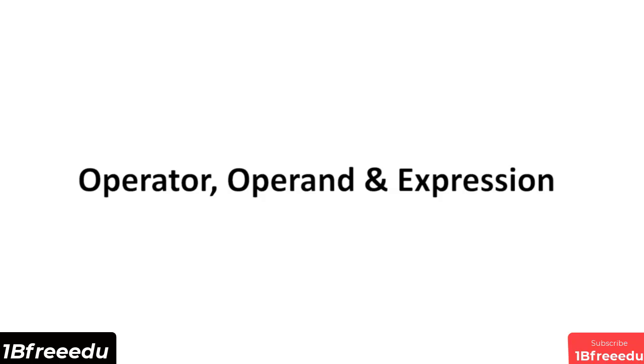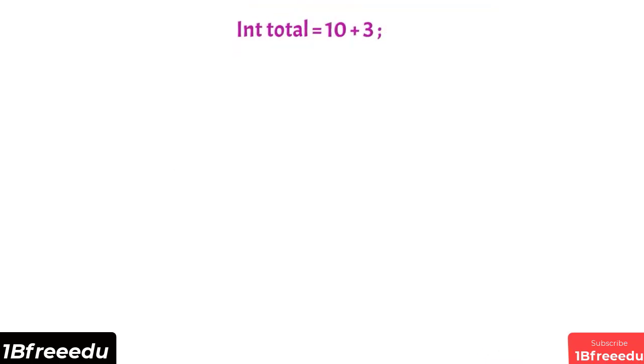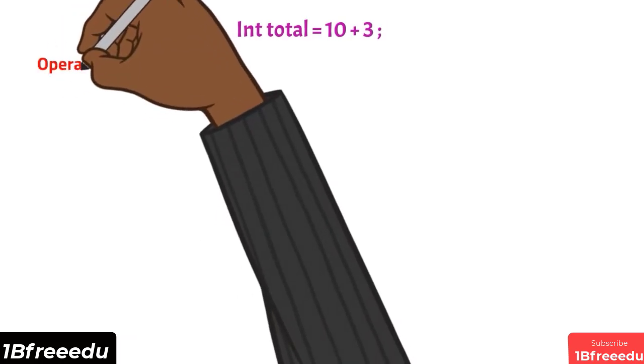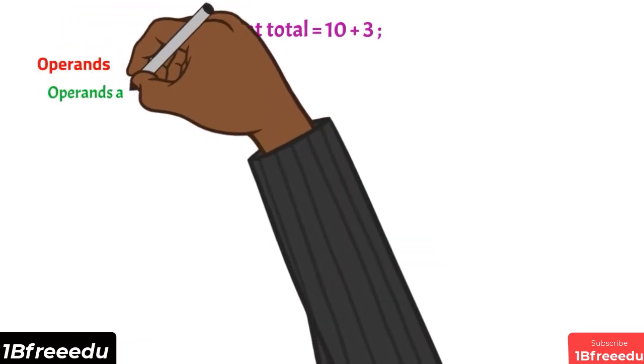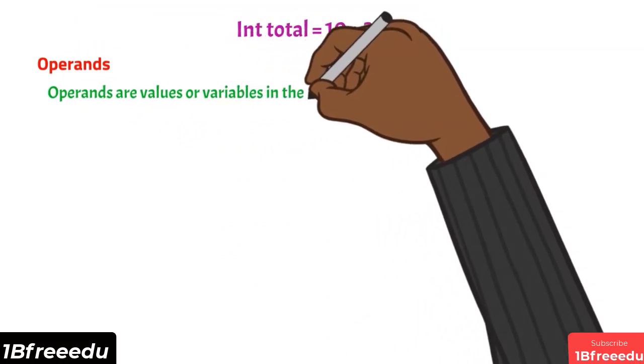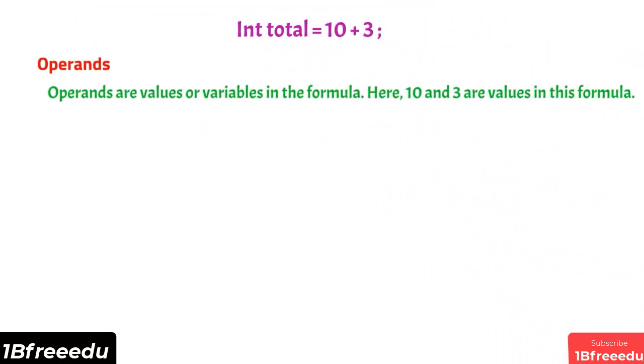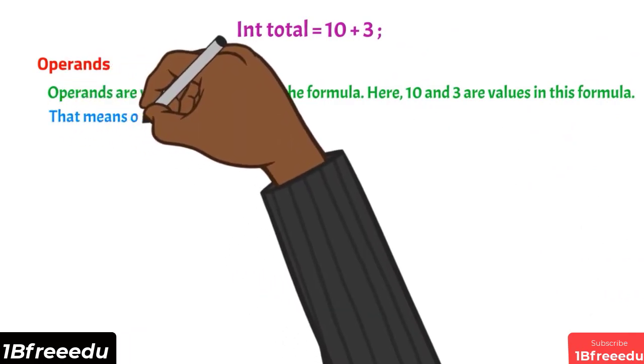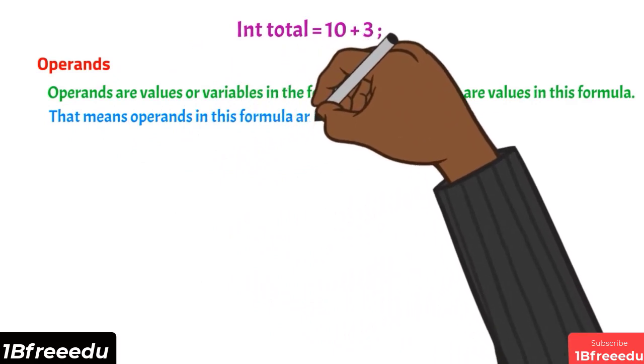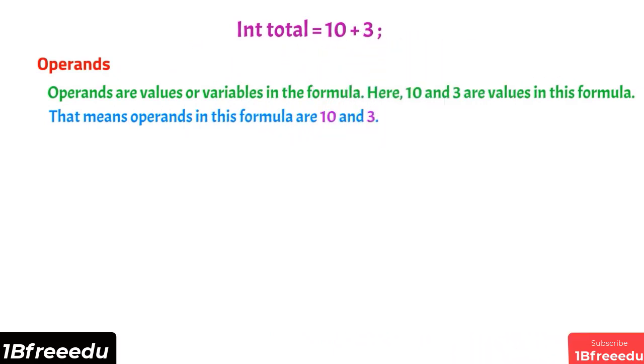Operand and expression. To explain that, I take this formula: int total equal number 10 plus number 3. First, let me show you operand in this formula. Operands are values or variables in the formula. Here, number 10 and number 3 are values in this formula. That means operands in this formula are number 10 and number 3.